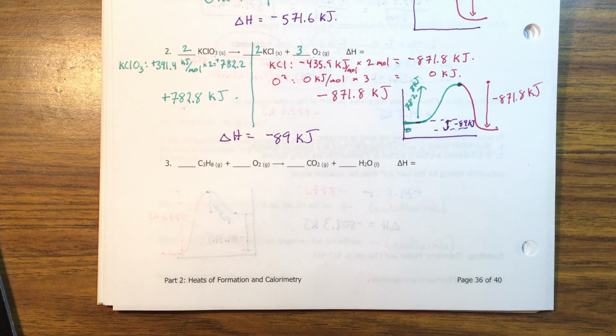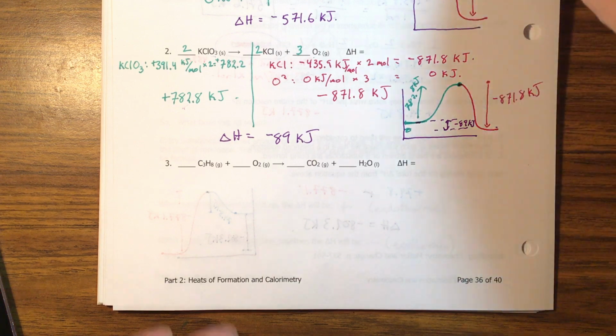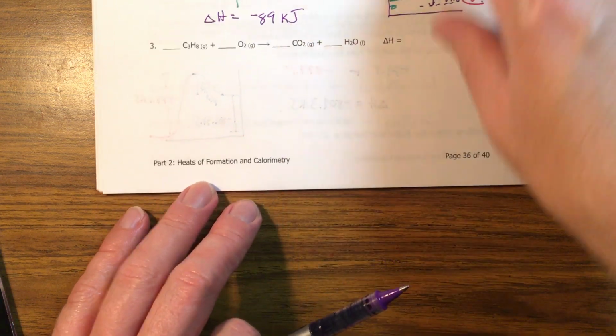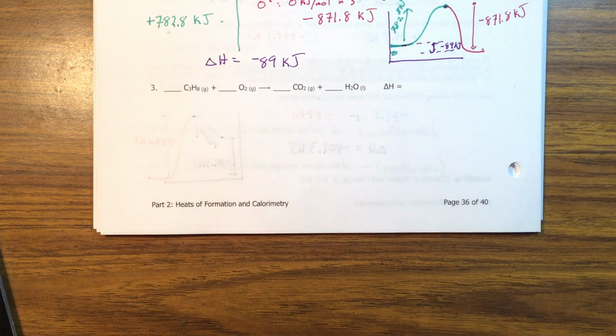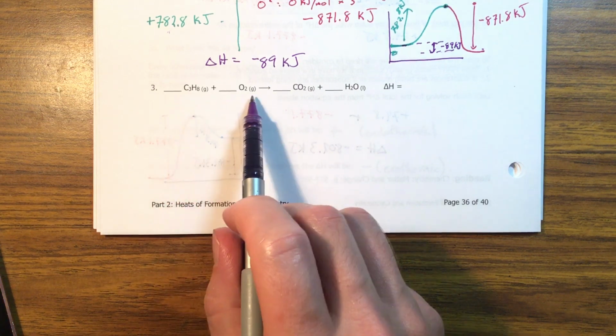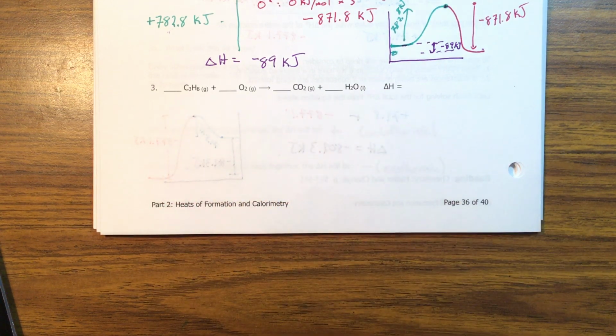Huzzah. All right. Pause the video again. Try number 3. All right, and we're back with number 3. We've got the combustion of propane: C3H8 plus O2 gives us CO2 and H2O. I'm going to remember to balance this time.